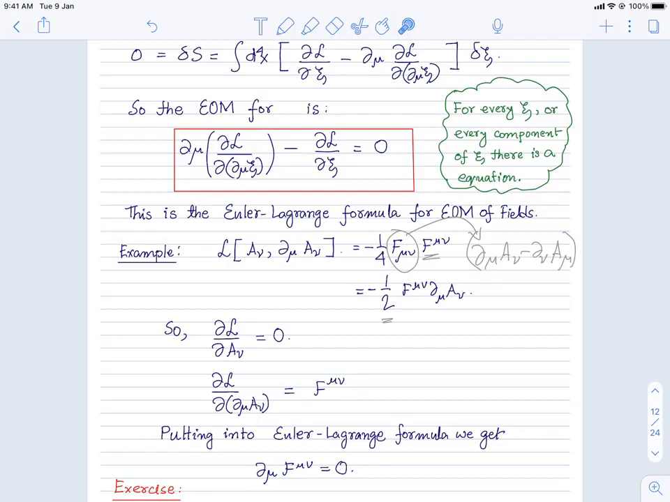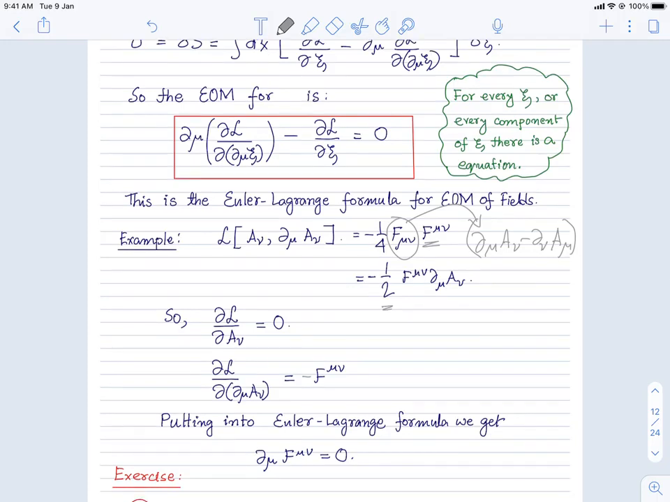And if you differentiate L with respect to del mu A nu, which is this kind of term here, then there's a term like this here as well as here, so that gives me a factor of 2. And this minus sign remains, it gives me minus F mu nu. I'm just trying to demonstrate how to use the Euler-Lagrange formula. I've written only a xi here, but if you have a vector field, then for every component of the vector field, you should think of one of the xi's, and there'll be an equation for every degree of freedom. That's what I mean.